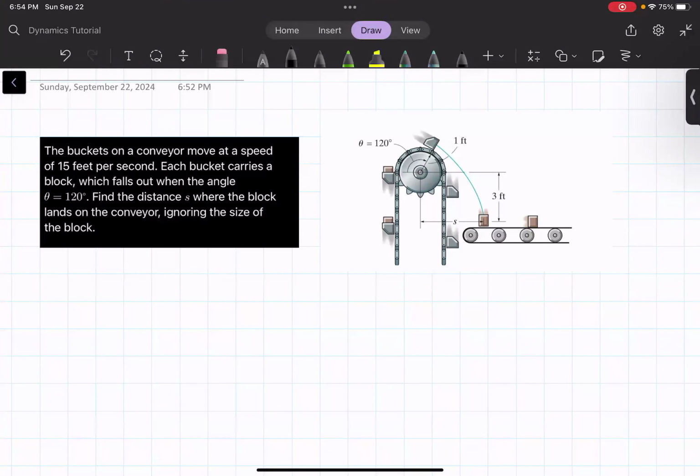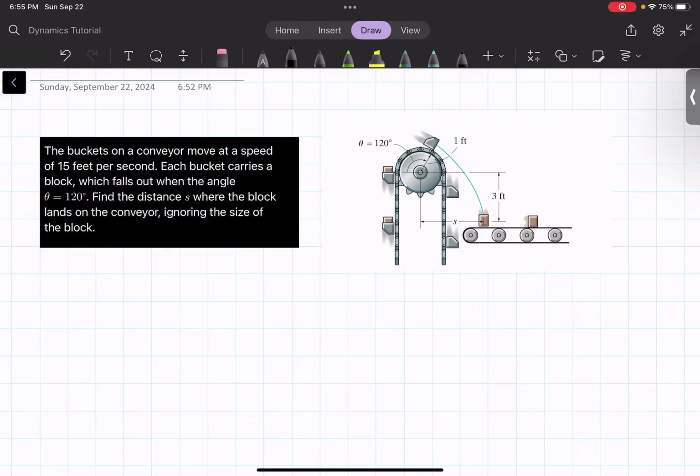The problem says the buckets on a conveyor move at a speed of 15 feet per second. Each bucket carries a block, which falls out when the angle is 120 degrees. Find the distance S where the block lands on the conveyor, ignoring the size of the block.